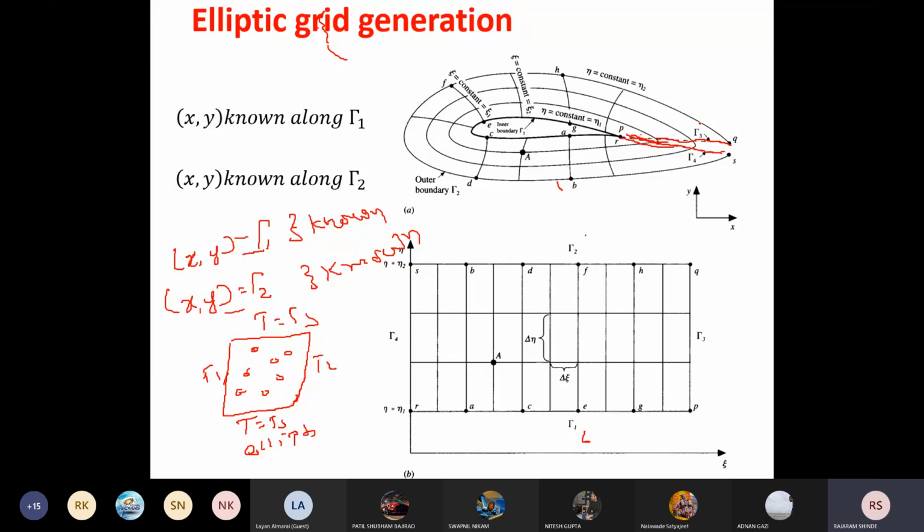However, this is not the case in the xi eta plane. Here you can observe the xi eta plane. In the xi eta plane, gamma 3 and gamma 4 are totally different, on the right and left side. You can see here this is your PQ and this is your RS. That boundary is gamma 3 and this boundary is your gamma 4.